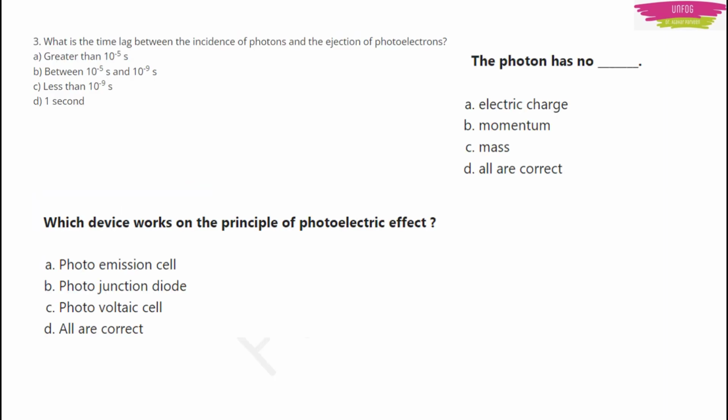It is electron volt. Next question: what is the time lag between the incidence of photons and the ejection of photoelectrons? We were talking about this, right? It is less than 10 raised to minus 9 seconds.